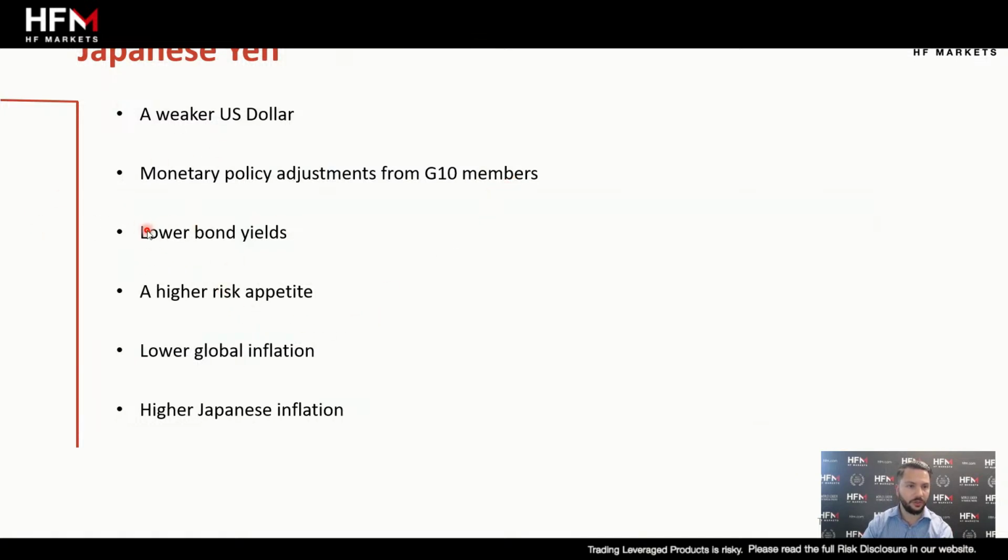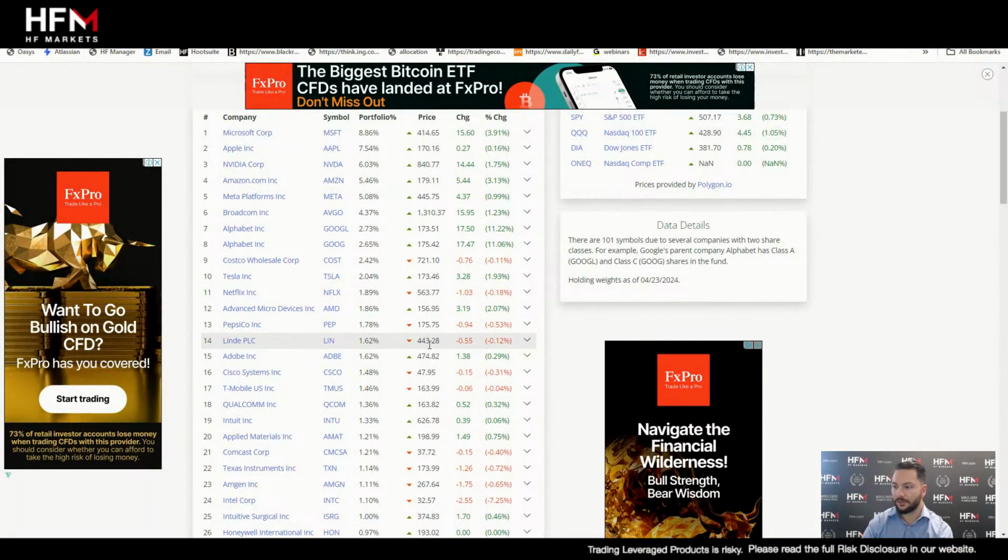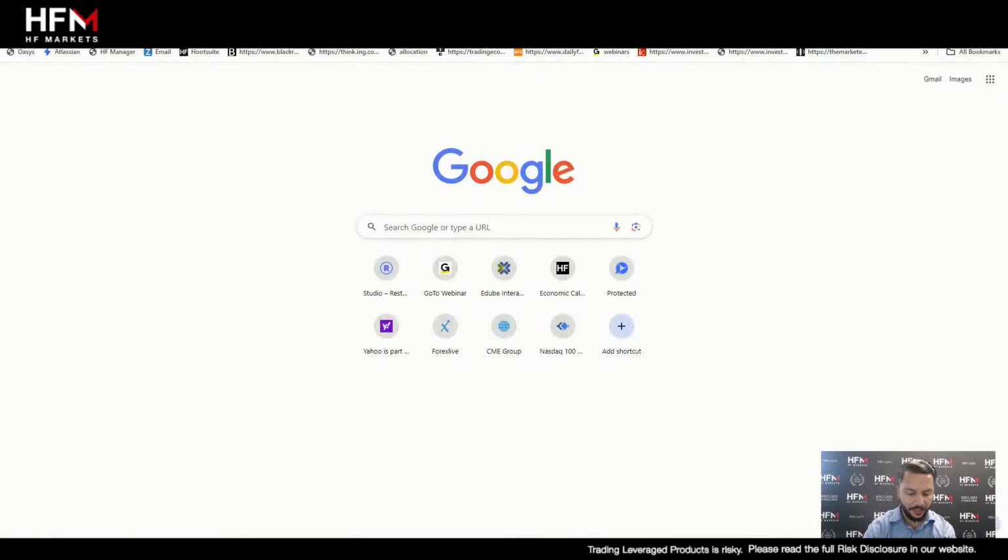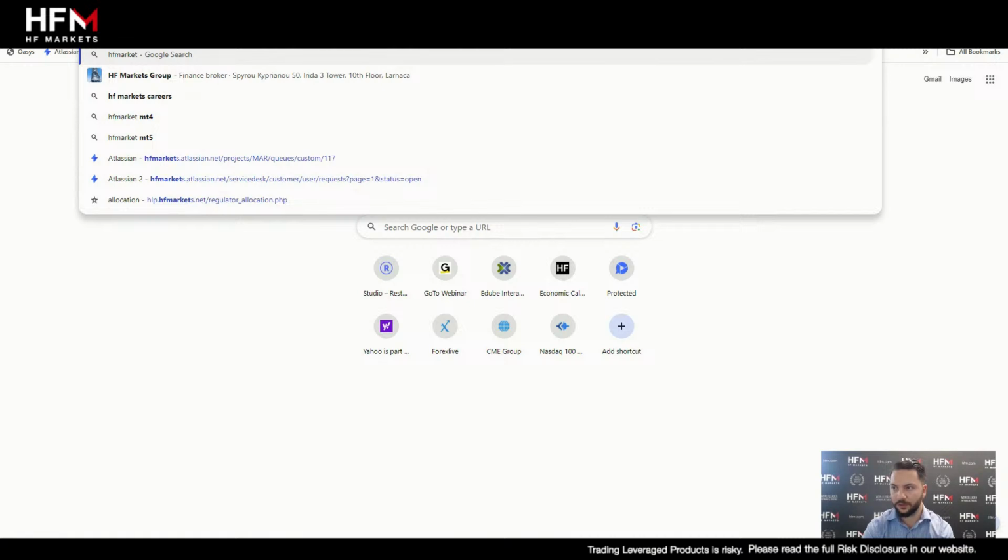But also something else which supports the Japanese yen is lower US bond yields. If there is a higher risk appetite within the market, which tends to see a weakening of the US dollar, again, it's the same scenario. If inflation declines globally but not in Japan, that's another scenario where the Japanese yen can benefit, and definitely higher Japanese inflation as well. Now, ladies and gentlemen, very quickly, let's go to the announcement. So we've got a calendar, ladies and gentlemen, which you can take advantage of.